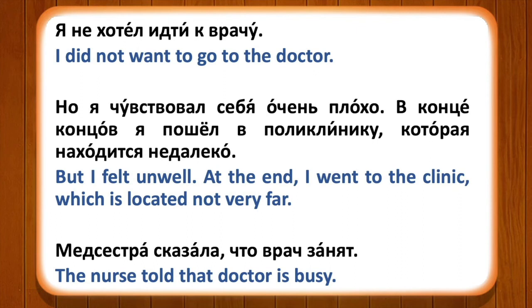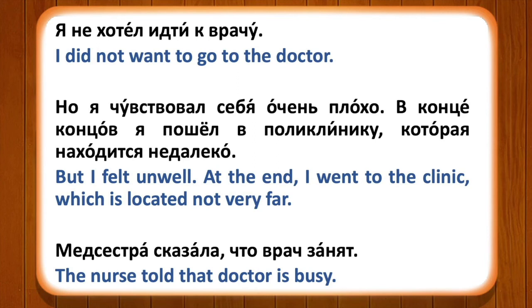В конце концов, at the end. Я пошёл в поликлинику. Идти куда? At the end, I went to the clinic. В поликлинику. Here we are using an accusative form. В поликлинику, куда? В поликлинику. Которая, который, которая, that I hope you remember as conjunction. Которая находится недалеко, which is located or situated nearby.